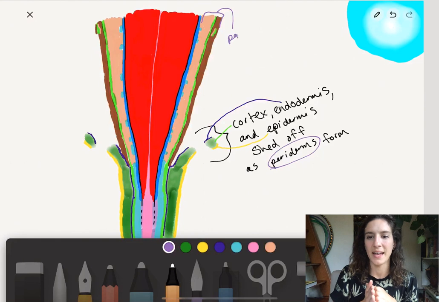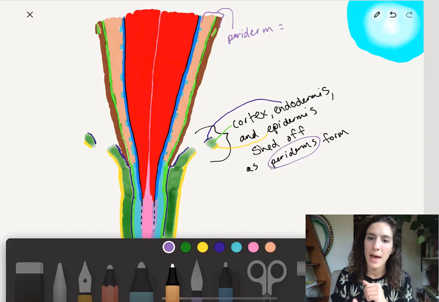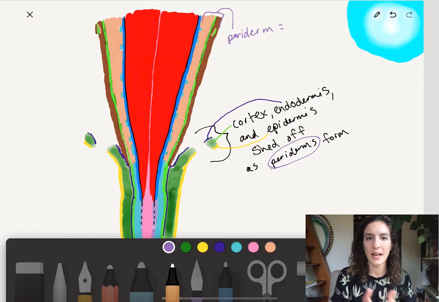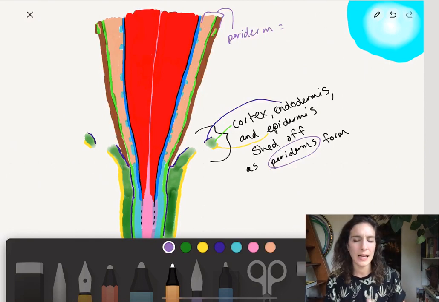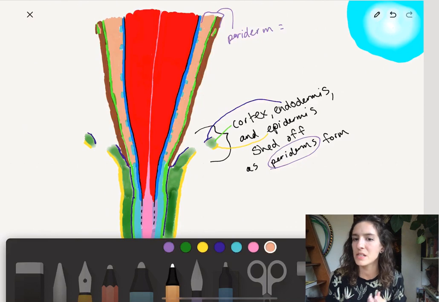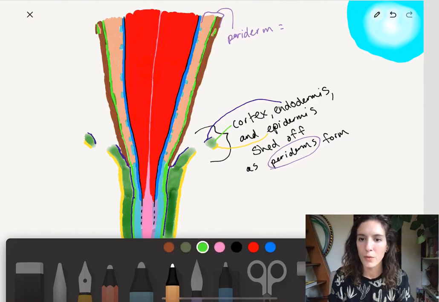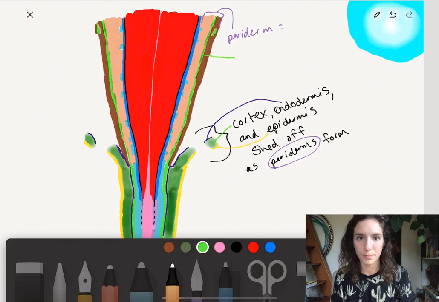The green line, being the cork cambium, is dividing. It's this meristematic tissue again, since it's a cambium. It is dividing over and over and over again to the inside and to the outside. And meristematic pericycle cells are also sort of remaining in the area for potential future use.